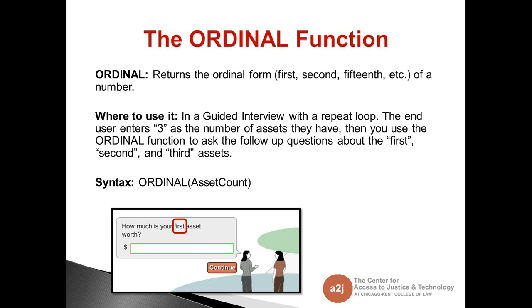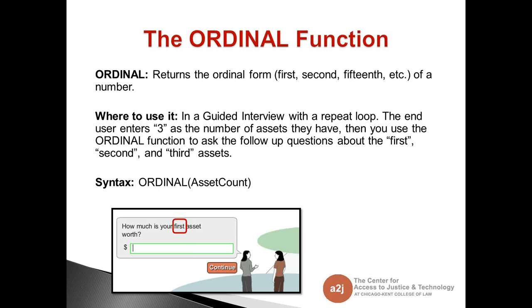So say you're asking how many assets, the end user enters three, and then each part of the loop will come up. What is your first asset? How much is your first asset worth? They enter it. What is your second asset? How much is your second asset worth? And so on. And the way to do that, the syntax is ordinal, parentheses, asset count.